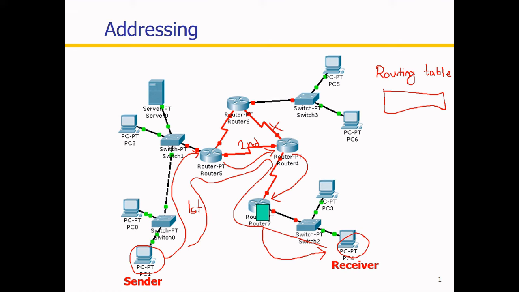And this is going to be your fourth hop-to-hop delivery. So the one from router 4 to router 7 was your third hop-to-hop delivery, and from router 7 to PC4 is going to be your fourth hop-to-hop delivery. And when that's done, the receiver has basically received the data. So these are the hops taken when the data reaches from the sender to the receiver.